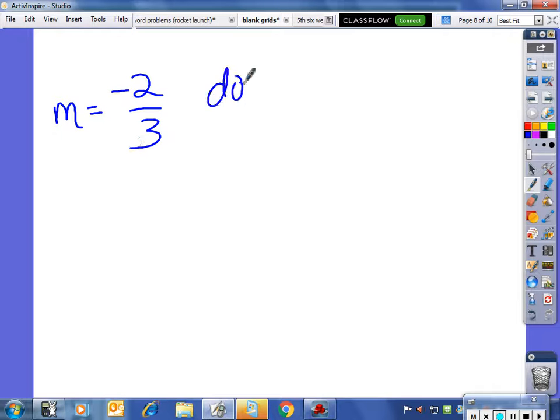Definitely goes down. How do you know it's not going up? It's going down because it's negative. Is it steep or flat? Flat. Ignore the sign and just look at 2/3. Is 2/3 bigger than 1 or smaller than 1? It's less than 1. That means it's going to be flat.